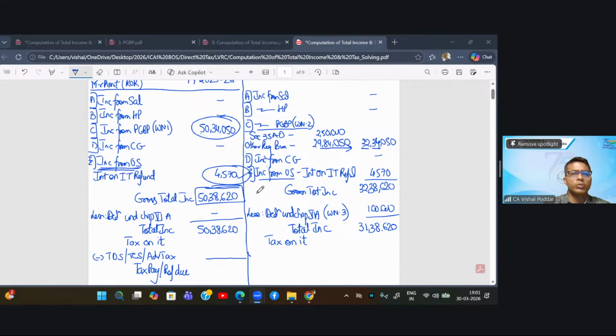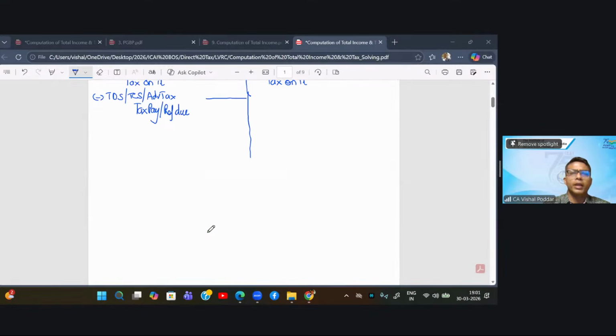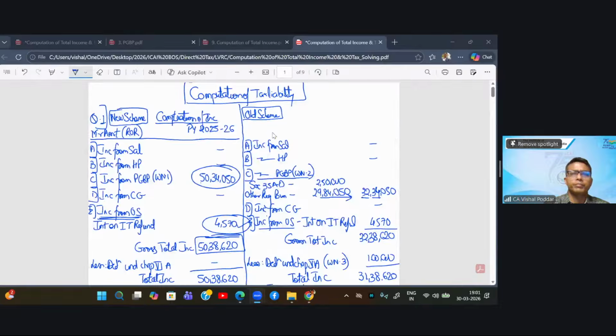Everybody clear? No doubt, students? Those who may have joined late have to be slightly patient so that you understand what is going on. Yes, Aditya. Sir, what is the difference in new scheme and old scheme in calculation?